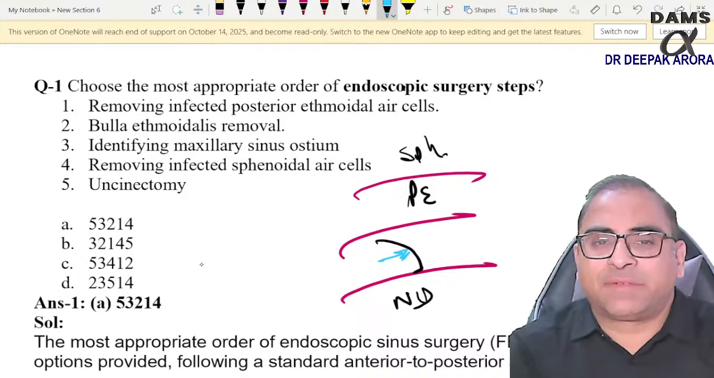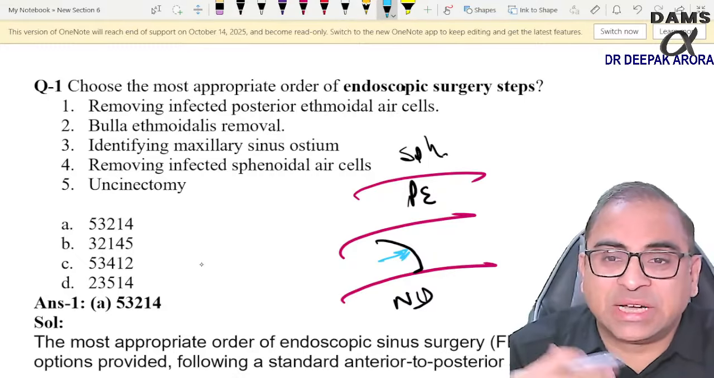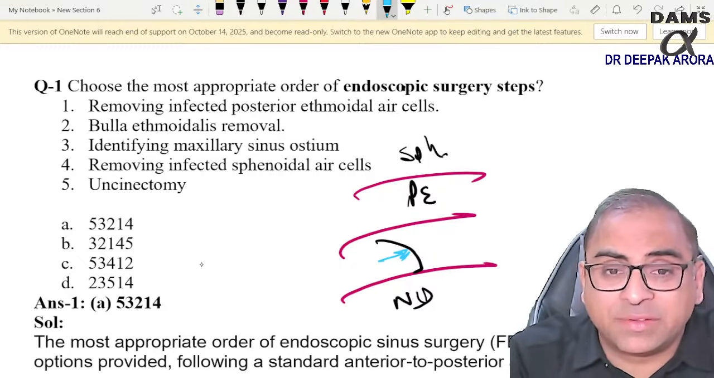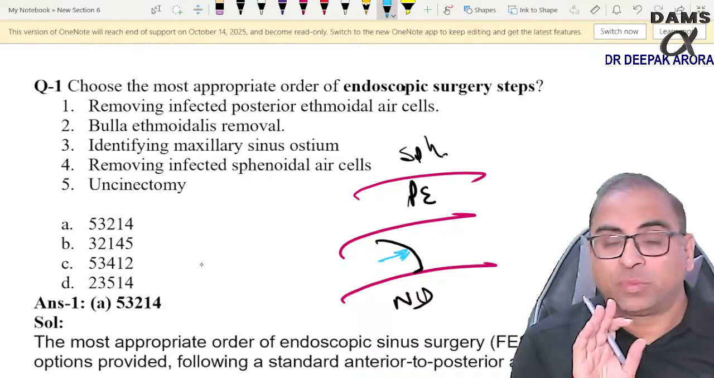How can you identify all the structures? Didn't you read it, remember? We have to go behind it. We have to go behind the uncinate. So uncinectomy should be the first option. I hope you're getting my point.